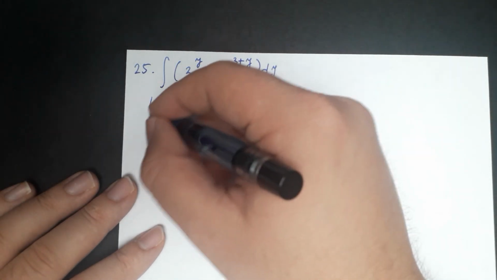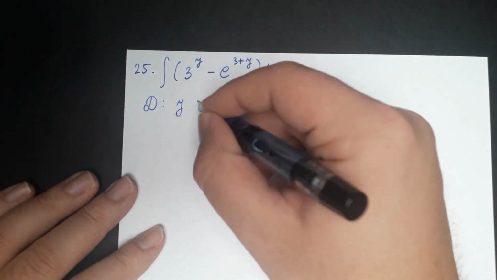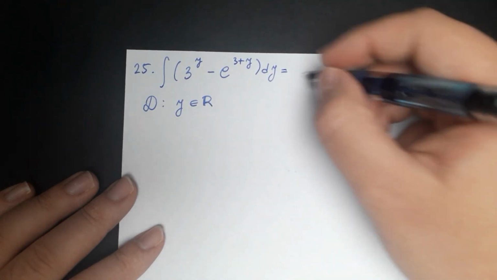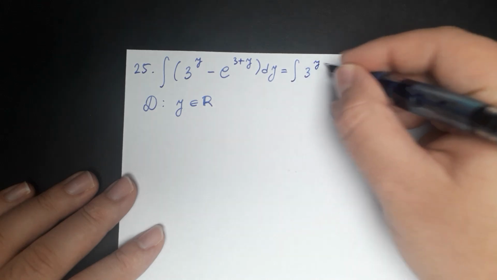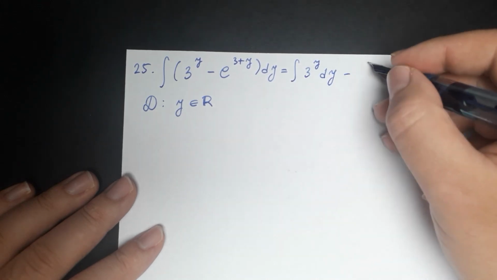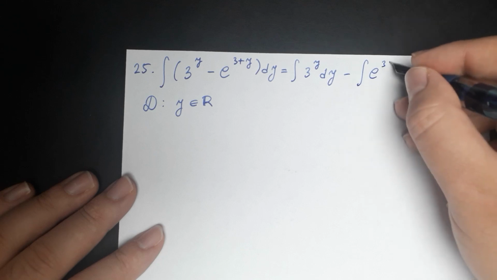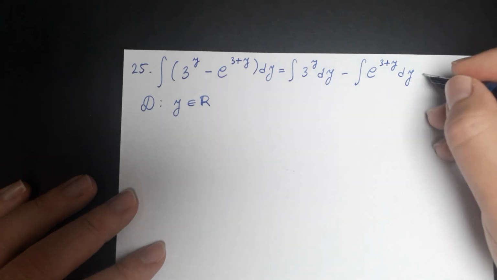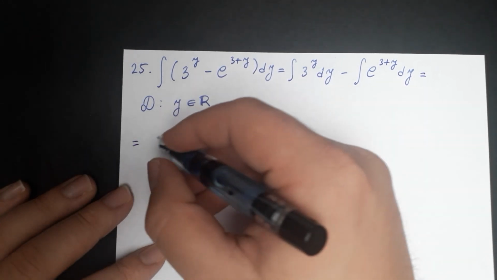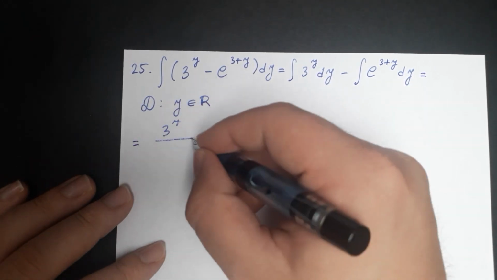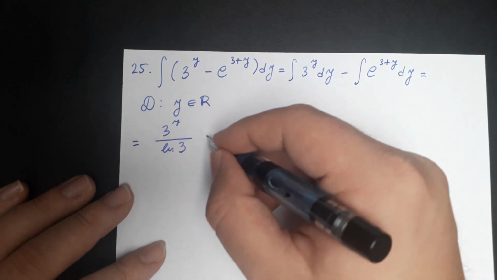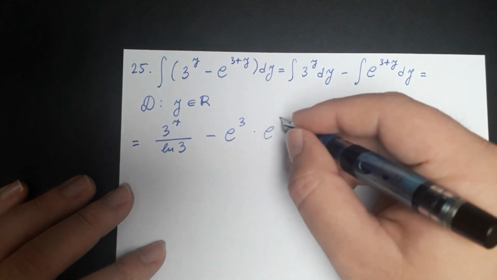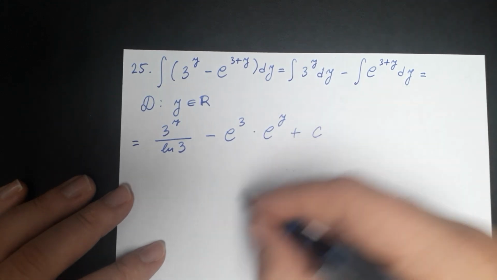The area in which this integral is defined is all y which are real numbers, and this integral is equal to the integral of 3 to the power y dy minus the integral of e to the power 3 plus y dy. This is then equal to 3 to the power y divided by ln of 3 minus e cubed times e to the power y plus c.